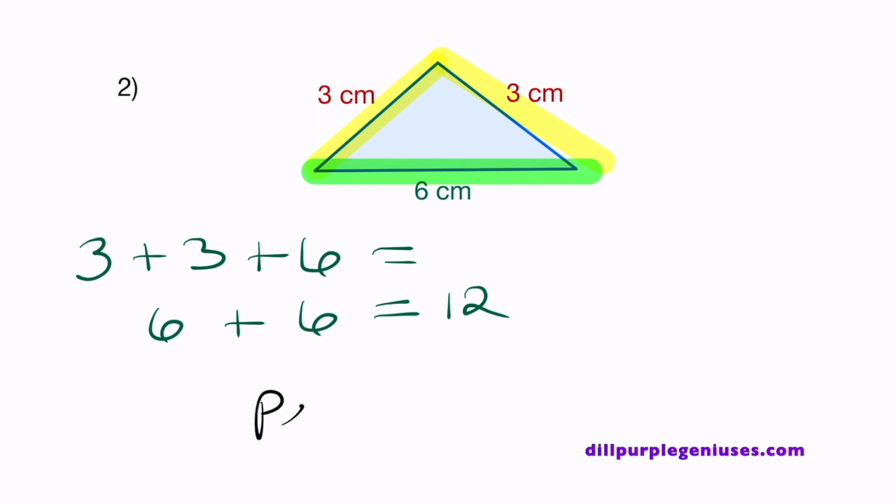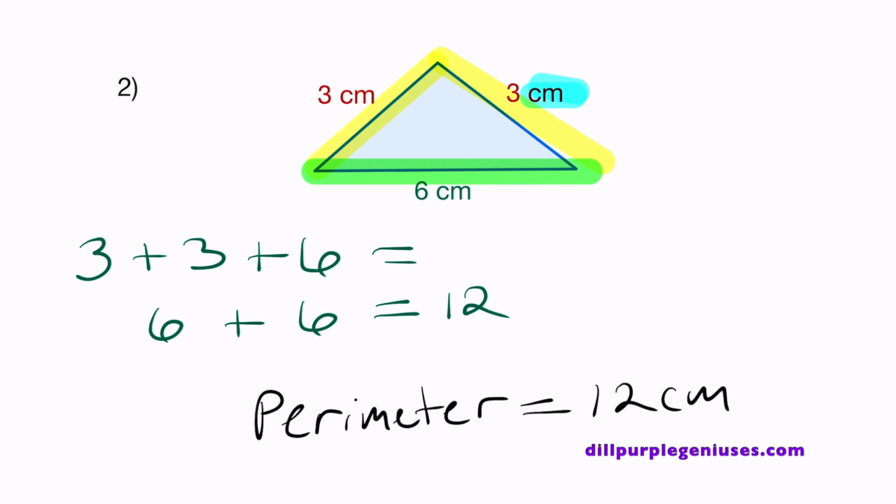So the perimeter is, let me write this down. Okay, so the perimeter is 12. And the measure of unit here is centimeters. So the final answer is the perimeter is 12 centimeters for this triangle.